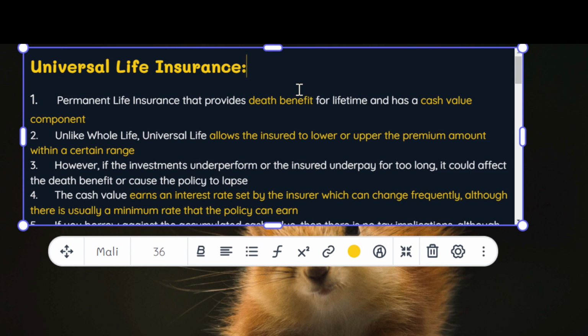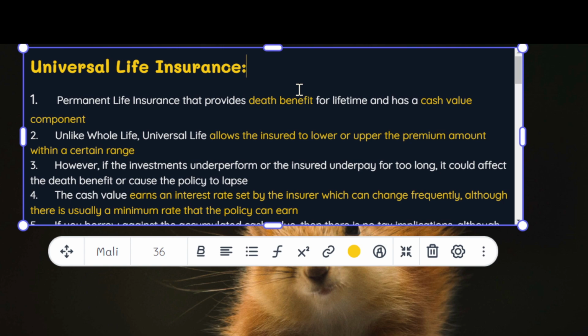So what is universal life insurance? It is another type of permanent life insurance. What does permanent mean? That you can claim at any point of your age. After your death, the beneficiary of the policy will get the death benefit. Along with the death benefit, the beneficiary will also get a cash value. So this type of permanent life insurance has two parts to it. One is the fixed death benefit, which is declared. Along with that, you will get an additional amount which we call cash value.